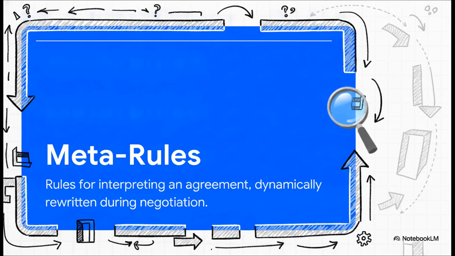Parties don't just argue over the rules of a treaty, they actually argue over how to interpret those rules. They're rewriting the underlying criteria, the meta rules, while the negotiation is actively happening. And you can probably guess the result. It traps both sides in this incredibly unpredictable, infinite loop.